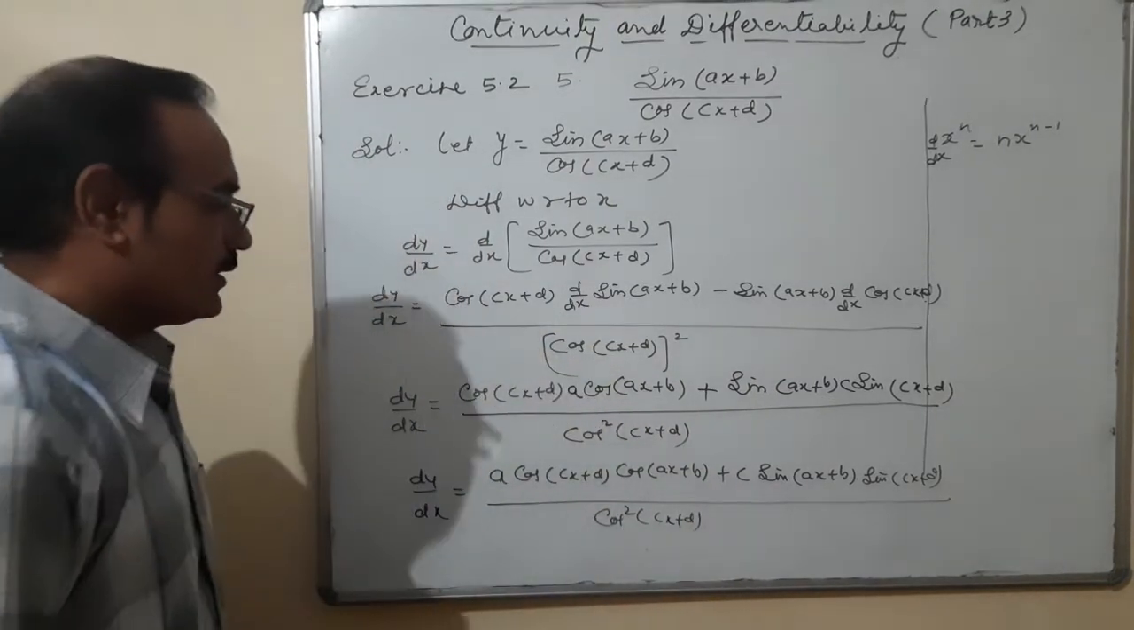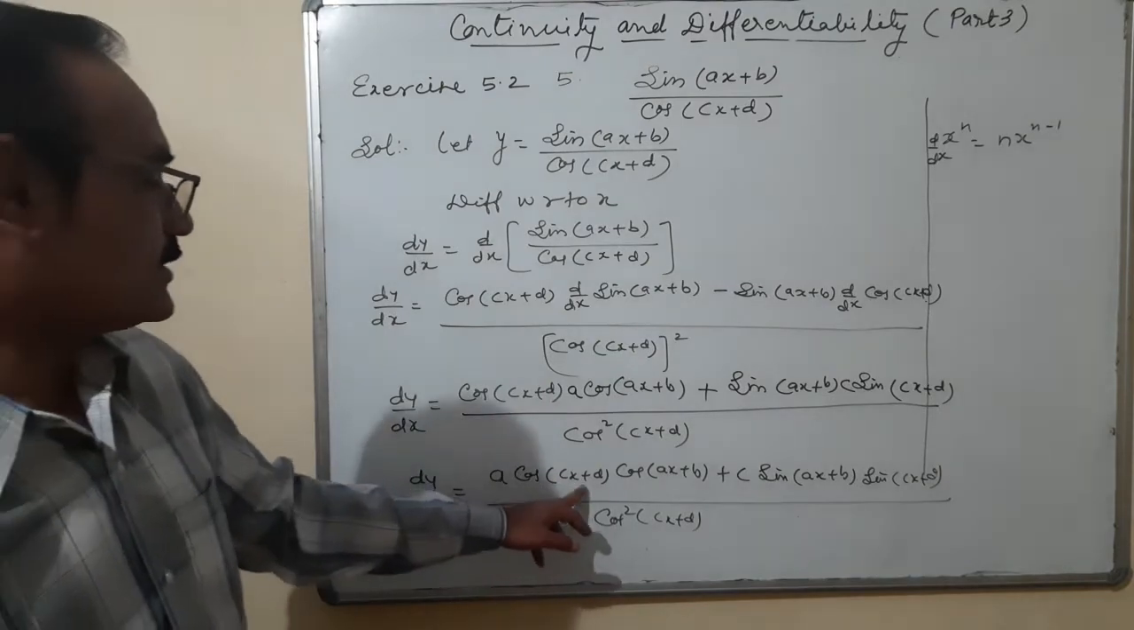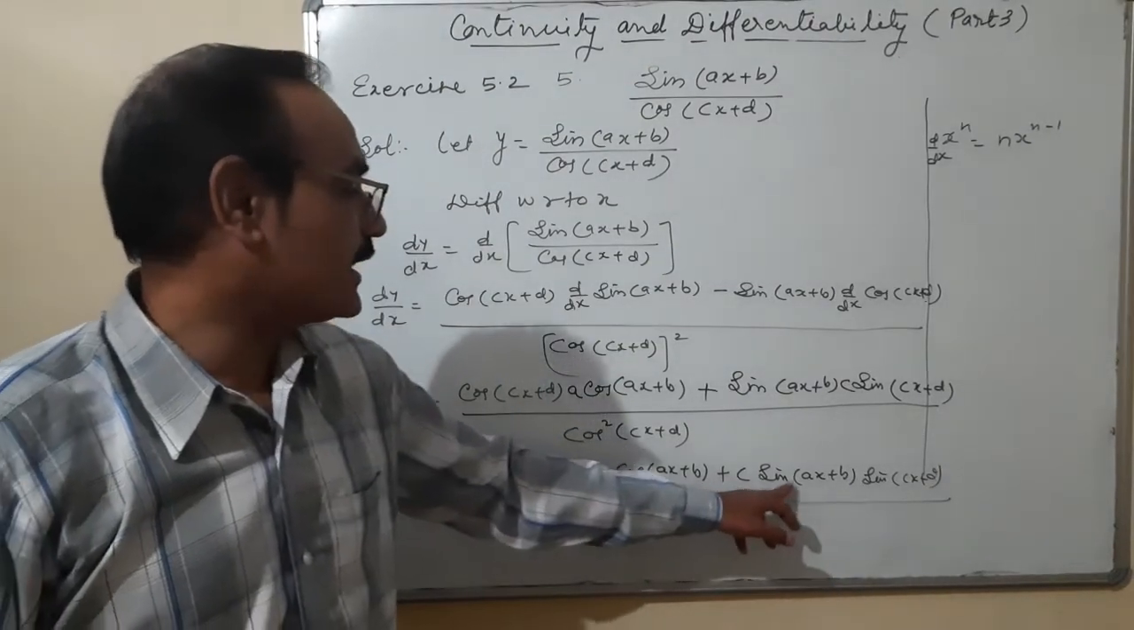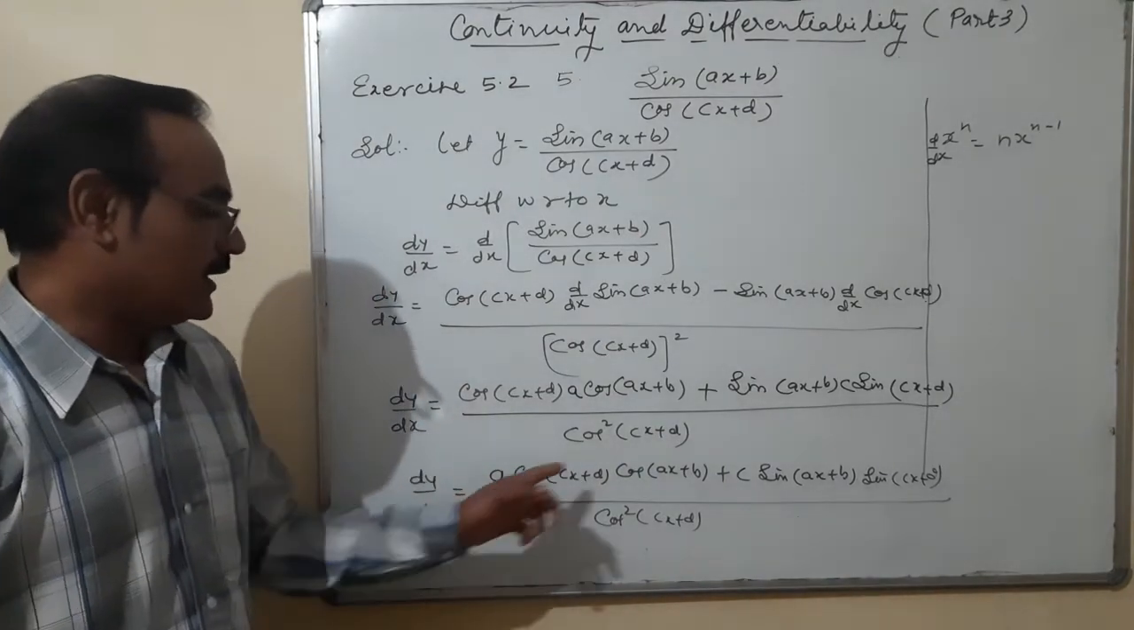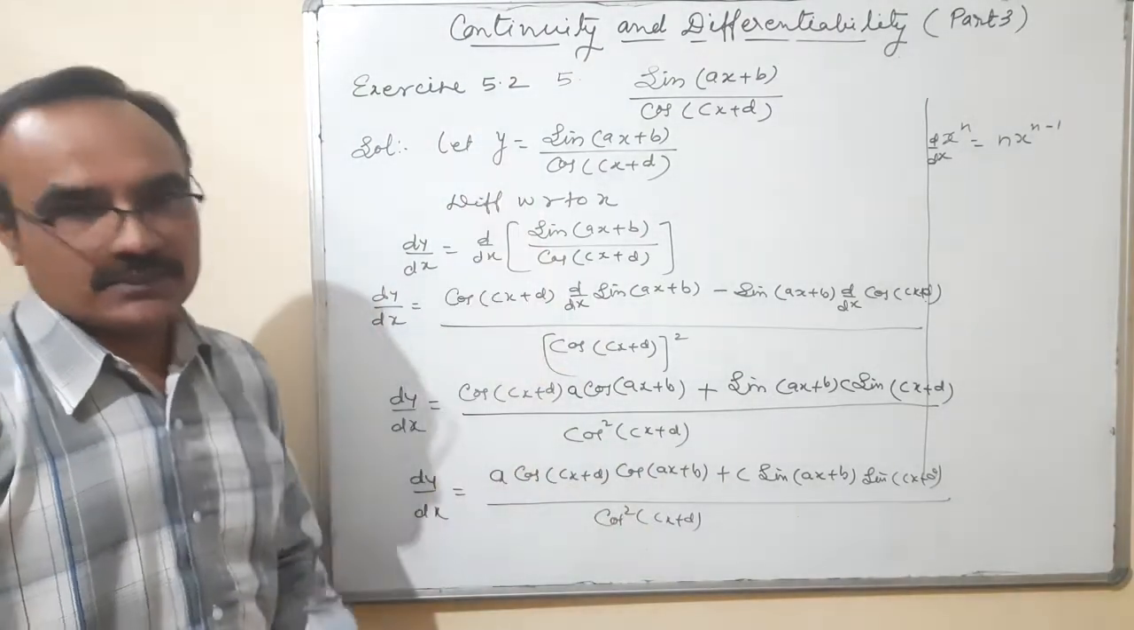Okay, now nothing can be done in it. It is cos(cx plus d), cos(ax plus b), sin(ax plus b), and sin(cx plus d), with a and c. So this is the differentiation of the given term.